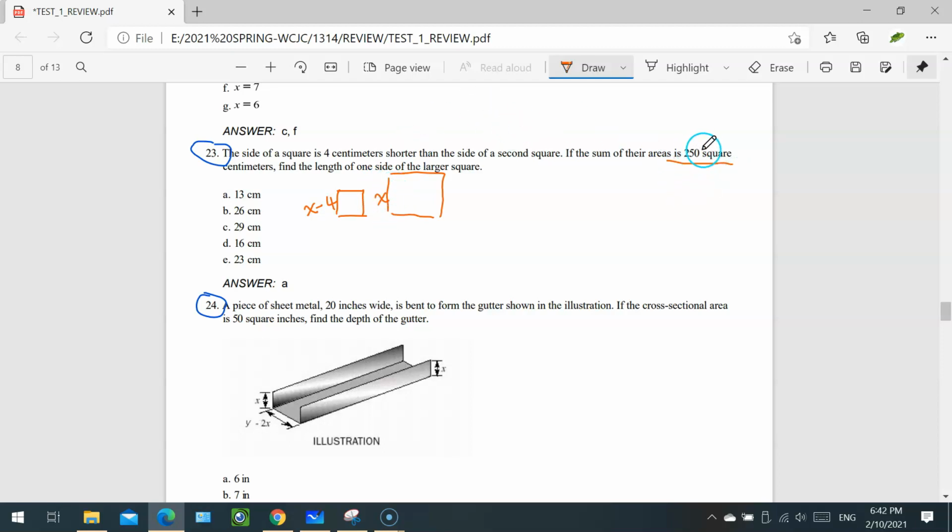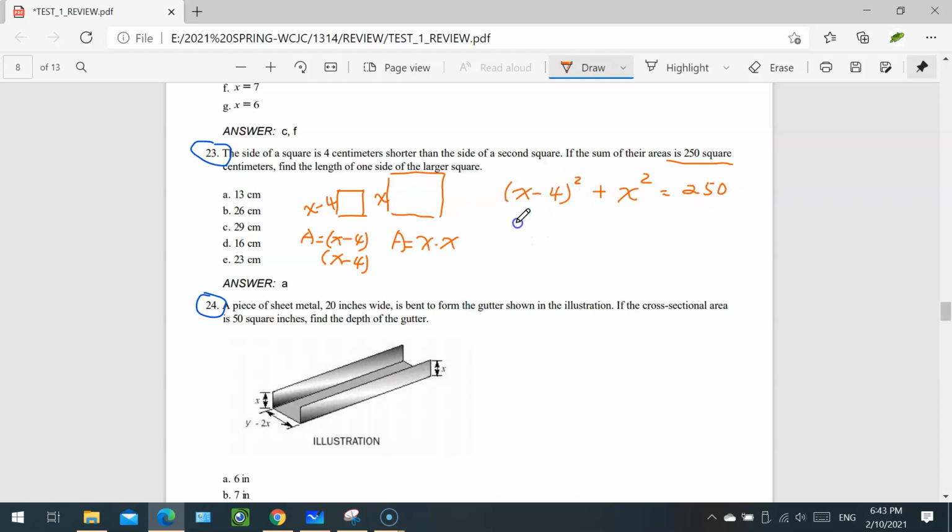Now it tells us the sum of both areas is 250, right? So that means the area of a square is side by side. So we have x minus 4 squared plus x squared, right? The area of this square is x times x. The area of this square is x minus 4 times x minus 4, side by side. Now it's equal to 250.